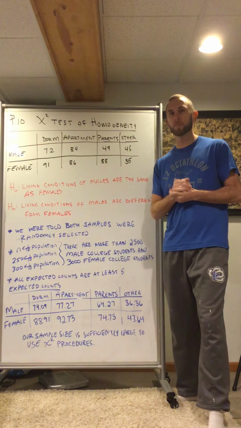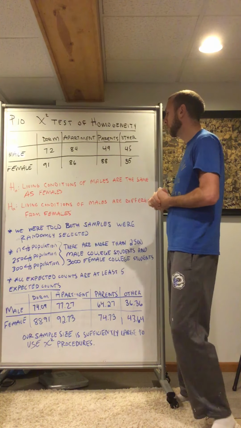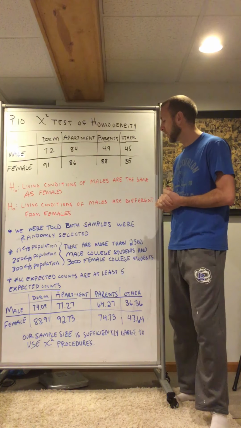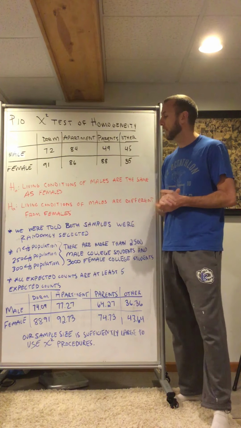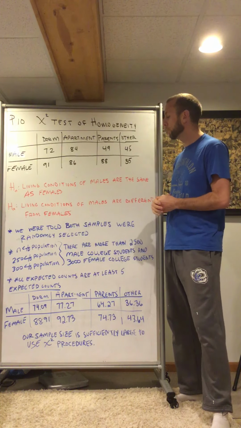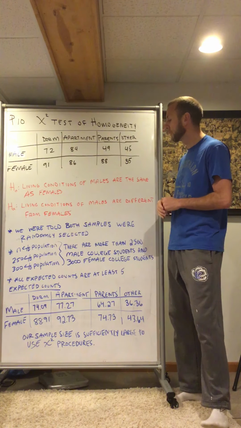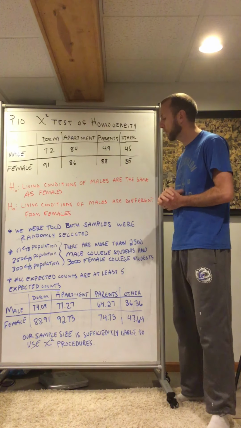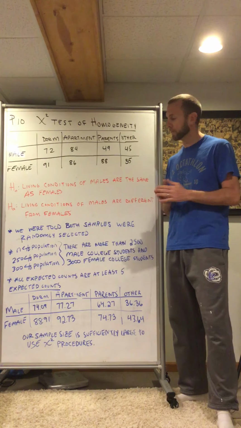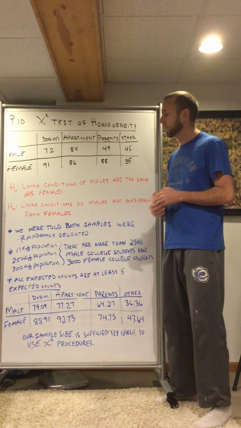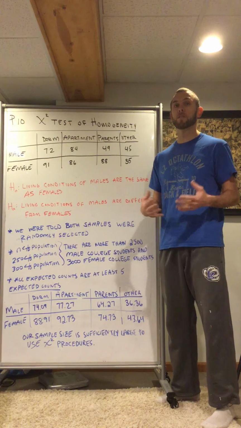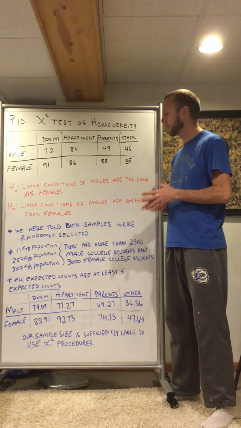We also have our 10% condition. We have to assume that both populations are sufficiently large. In this case, n is less than 1/10 the population. We make a statement, there are more than 2,500 male college students and more than 3,000 female college students. Seems reasonable. Our large counts condition, we have to have all of our expected counts to be at least 5.